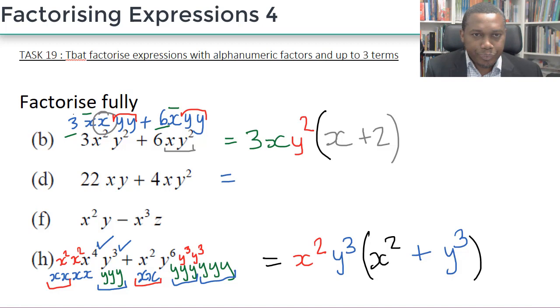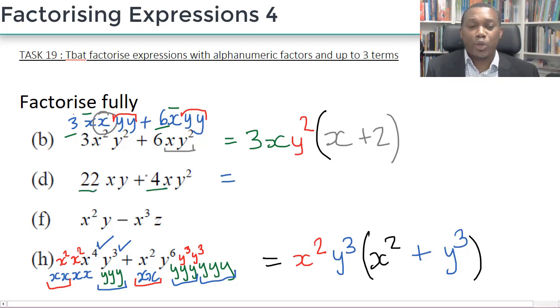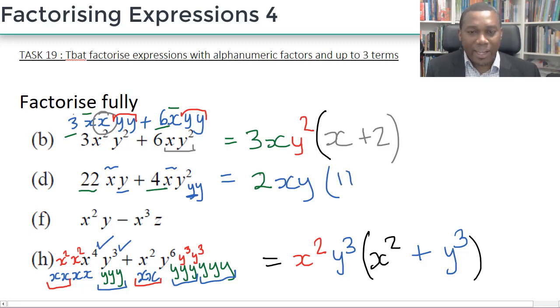We're looking for the numbers 22 and 4. What's the biggest number that goes into 22 and 4? That will be 2. 4 doesn't go into 22. Then we're looking at the letters. They have an x in common, so I can take the x out. They also have, remember, y squared is y, so they have 1y in common to come out: 2xy. Then, what do I multiply 2 by to get 22? 11. I have x, I have y, there's nothing else I need other than the 11.